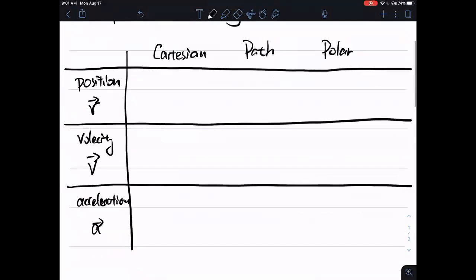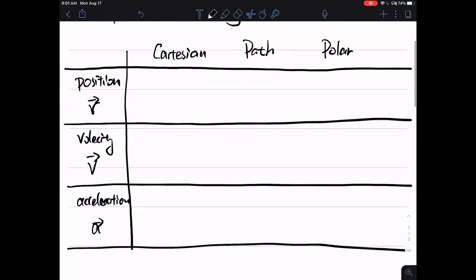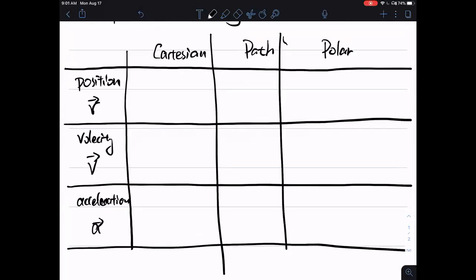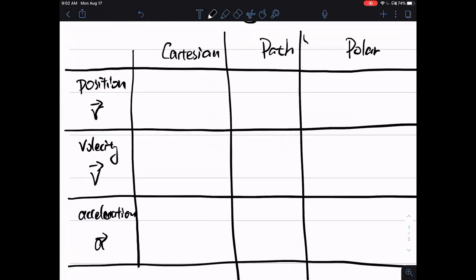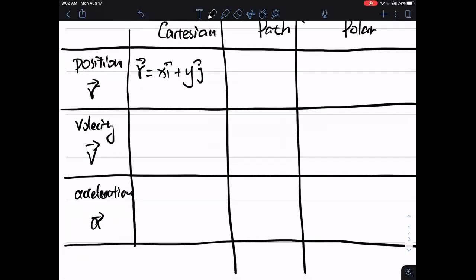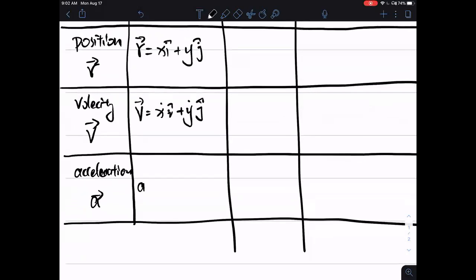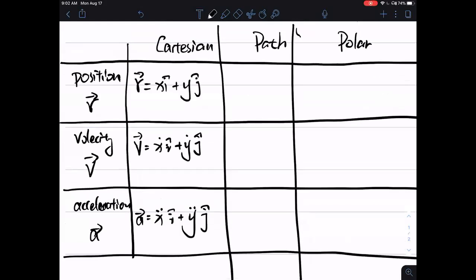Without looking at your notes, let's see if we can finish up this table, just as a recall review. For position under the Cartesian coordinate system, it's pretty easy, right? r equals x i plus y j. Under the Cartesian coordinate system, the velocity v equals x dot i plus y dot j. For a, it's just x double dot i plus y double dot j. Pretty easy for the Cartesian coordinate system.